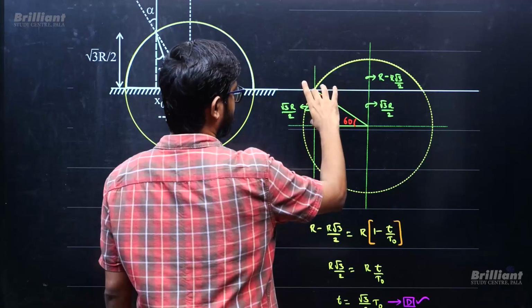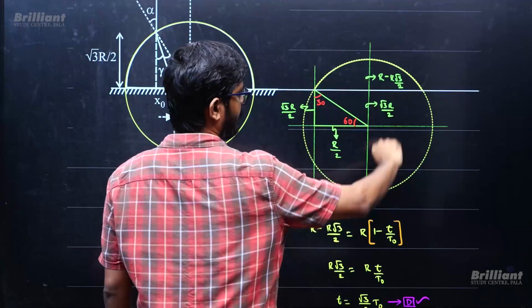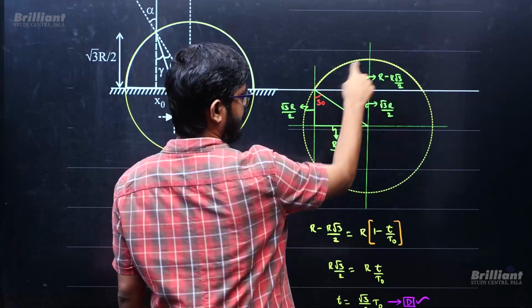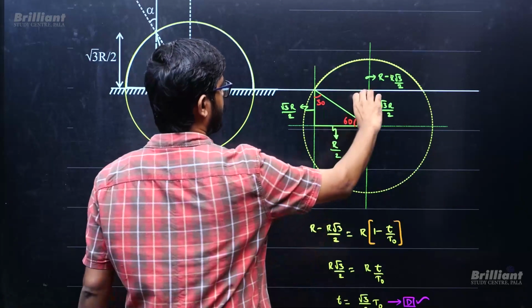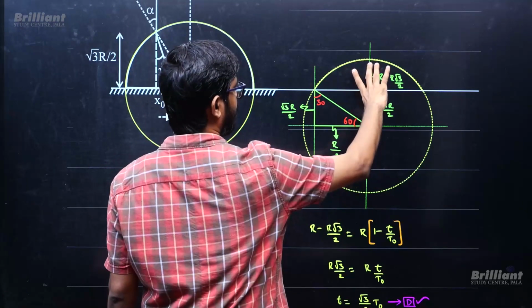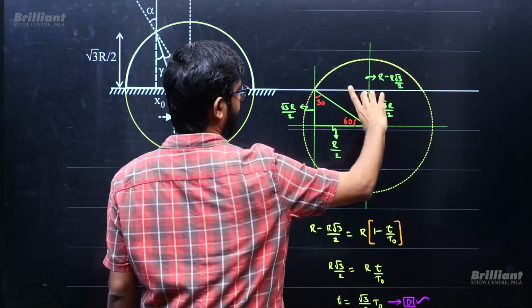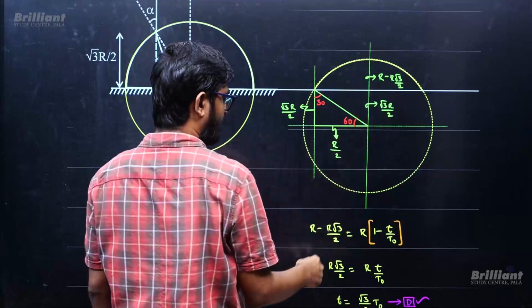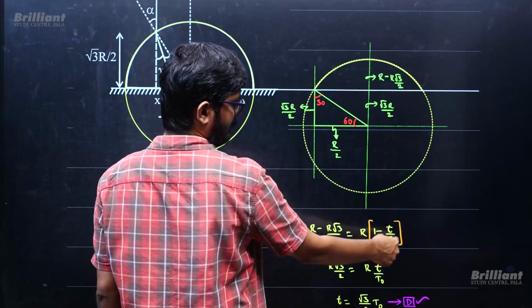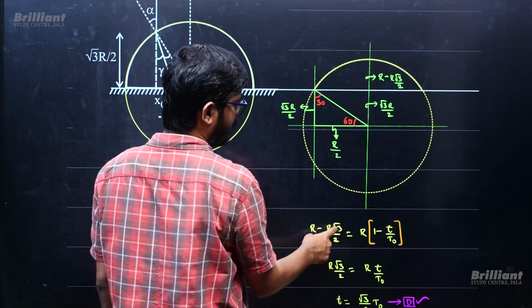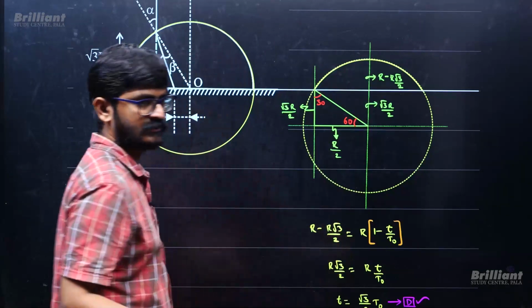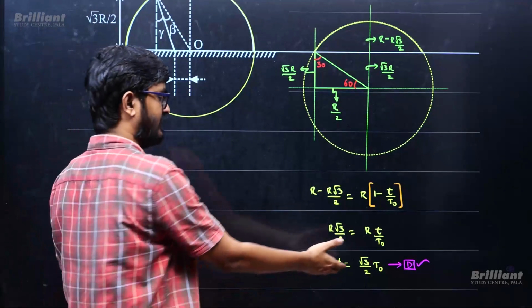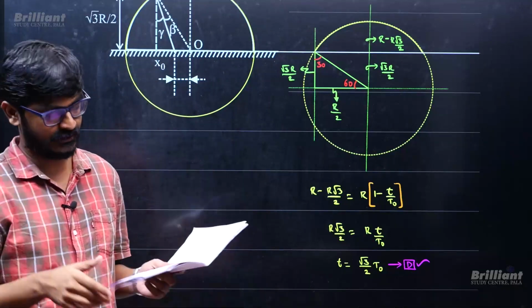If this becomes R by 2, this is root 3 R by 2, this is R by 2. So I have drawn an imaginary sphere here. Only this part is there actually. Now, if this is root 3 R by 2, this is R minus root 3 R by 2. So what is the value of Z? Z value is this much. We already know Z value is R into 1 minus T by T naught. So when will Z become this much? You can directly substitute and you can see that it is going to be at time root 3 by 2 T naught.